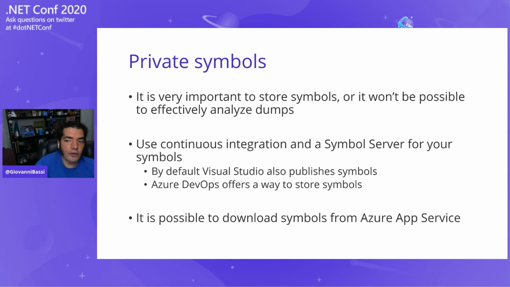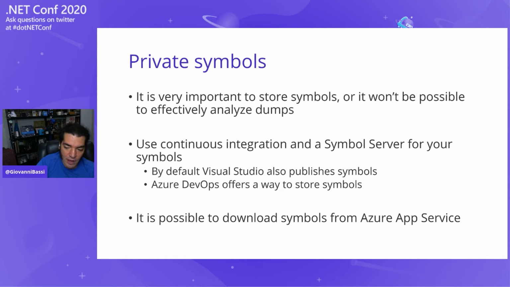It's very important that you store your symbols, or you won't be very effective when you're analyzing dumps. So if you forget to do it, you might have a little trouble. So use continuous integration and a symbol server for your symbols. That's the best thing you can do. By default, Visual Studio will publish symbols, and Azure DevOps will offer a way to store the symbols. So it's all there already for you. You just have to tweak a little bit, and it's going to be there.